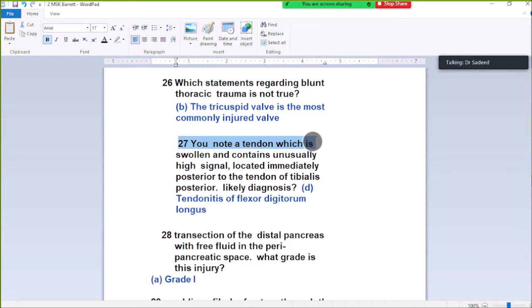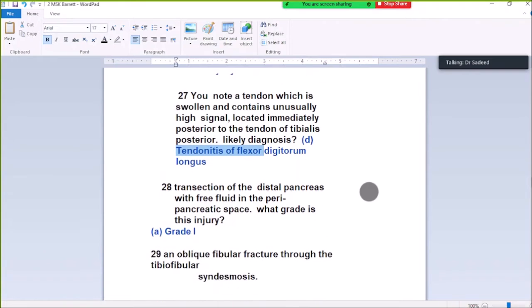Question: you note a tendon which is swollen and contains unusually high signal located immediately posterior to the tendon of tibialis posterior. How do you diagnose tendonitis of flexor digitorum longus? Immediately posterior to the tendon of tibialis posterior is flexor digitorum longus, and if it has high signal, then it will be tendonitis of flexor digitorum longus.